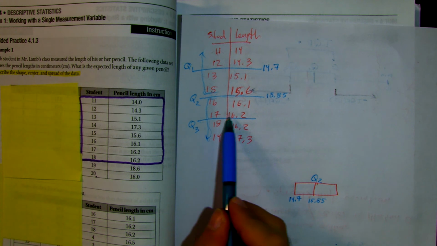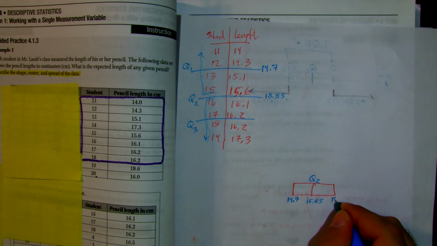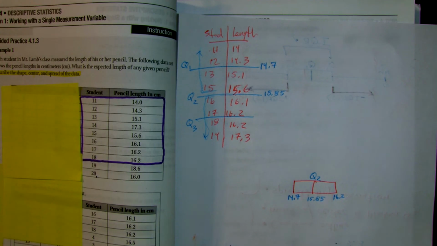And hey, guess what the average between 16.2 and 16.2 is? I better get my calculator out. 16.2, just kidding. It's 16.2, guys. If it's the same number, the average between them is the same exact number, 16.2.